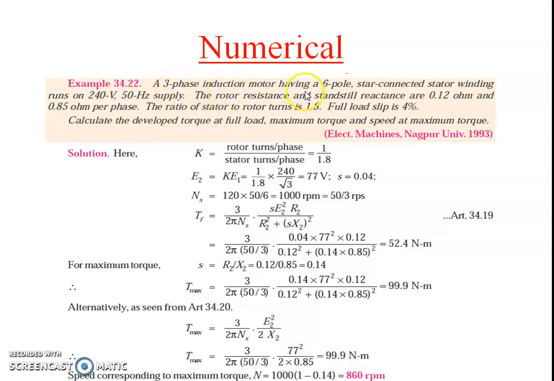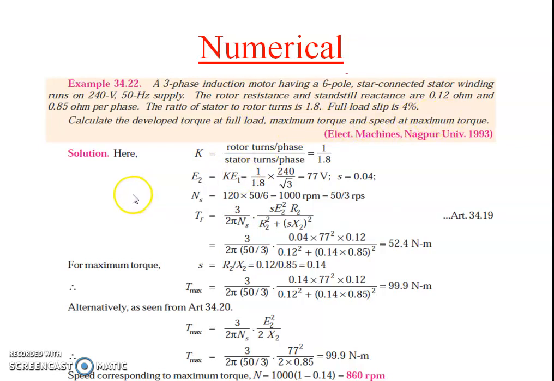A 3-phase induction motor having 6 poles, P equals 6, star connected stator winding on a 240 volt 50 hertz supply. The rotor resistance and standstill reactance. Again, they have used the word standstill. Rotor resistance R2 is 0.12 ohm and standstill reactance is 0.85 ohm per phase. The ratio of stator to rotor turns is 1.8. Full load slip is 4%, that means 0.04. By using all this data, we have to calculate the full load torque, maximum torque and speed at maximum torque.